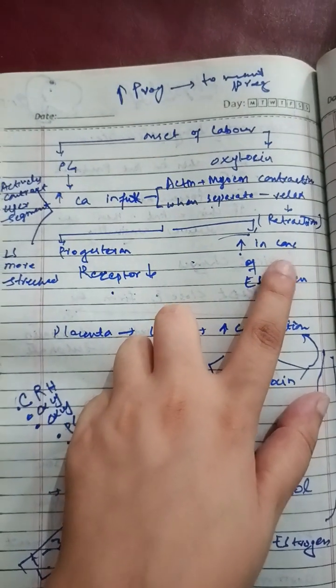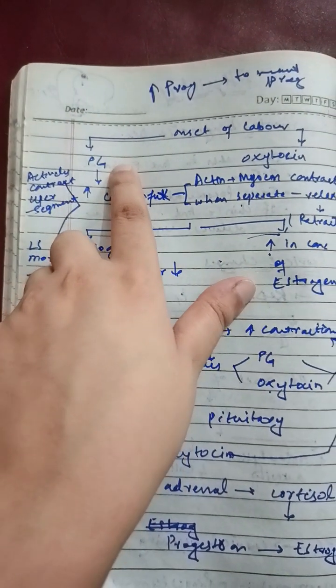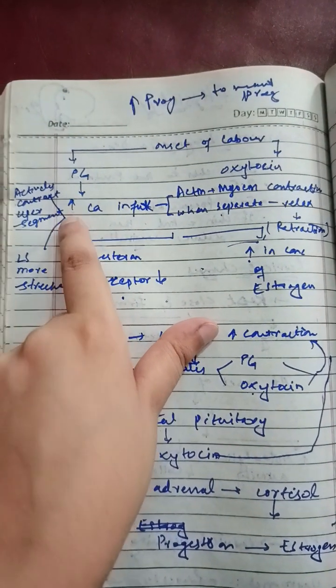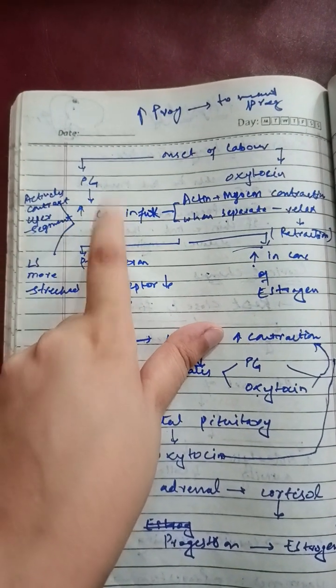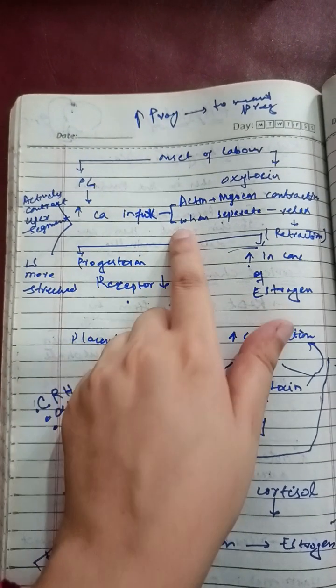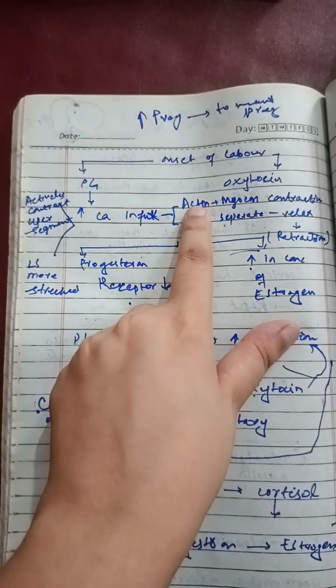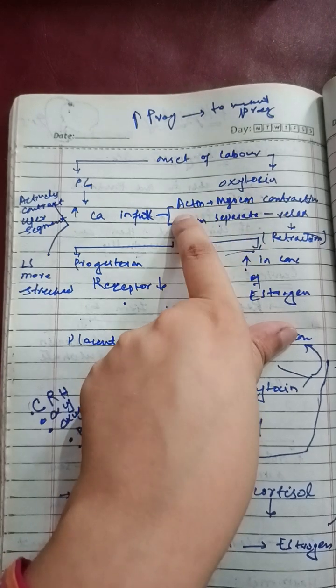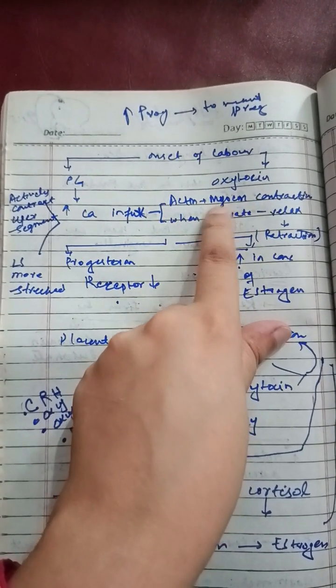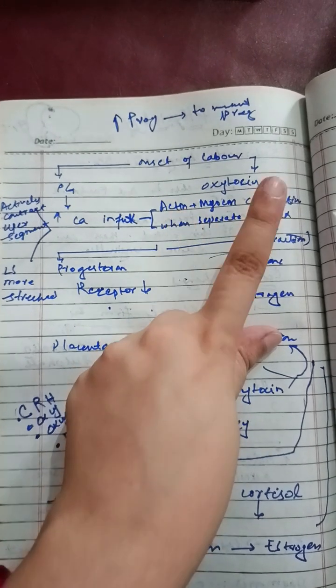As well, at the time of onset of labor, prostaglandin and oxytocin are released, and this prostaglandin increases the influx of calcium into the intracellular compartment, and this calcium is responsible for the interaction of the actin and myosin filaments, which are basically present in the muscle of the uterus.